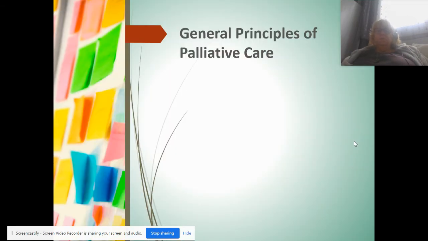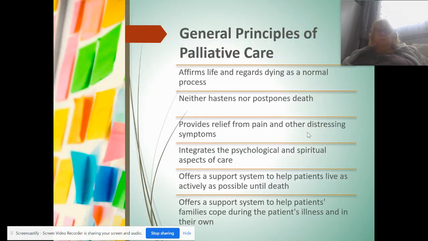So, the general principles of palliative care. It affirms life and regards dying as a normal process. So, dying is a normal process. It's inevitable for all of us. It neither hastens nor postpones death. So, you're not trying to put off the death by any medical heroics, but you're not trying to speed it up either.